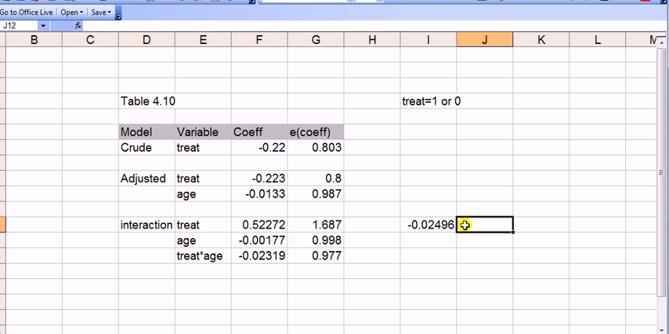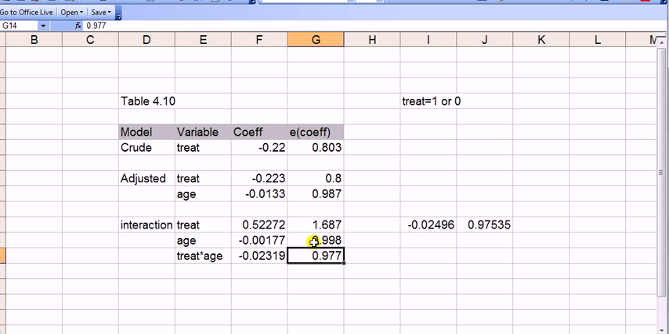And then what would the hazard ratio be? It would be e to the power of this number. Note carefully that we do not add the exponentiated coefficient for age and the interaction. It would not be this number, would it? Okay, now to the interpretation of the coefficient on the interaction term.